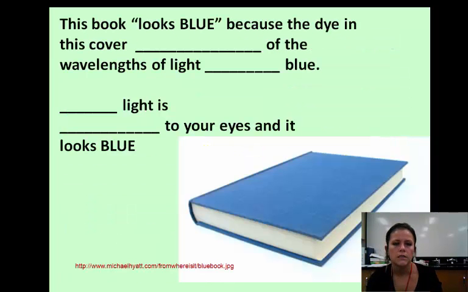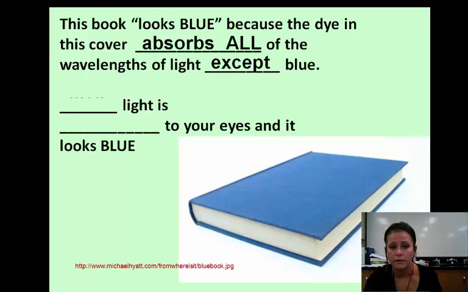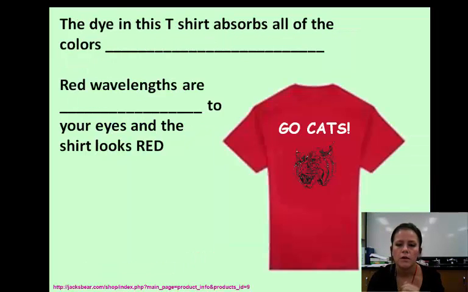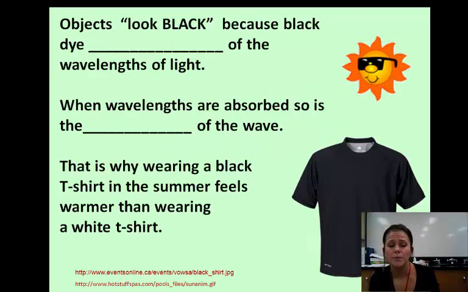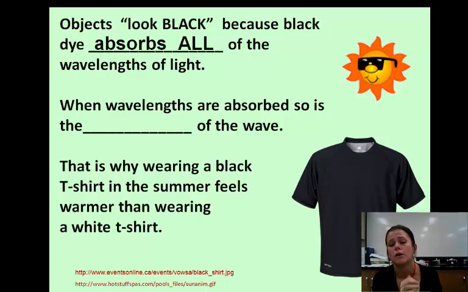So this blue book appears blue because it absorbs all other colors of wavelengths other than the blue light. So blue light is reflected to your eyes. Okay, the dye in this red shirt absorbs all of the colors except for red. Red wavelengths are reflected to your eyes. So we see this pattern here. Objects look black because black dye absorbs all of the wavelengths of light. So nothing is being reflected to your eye.